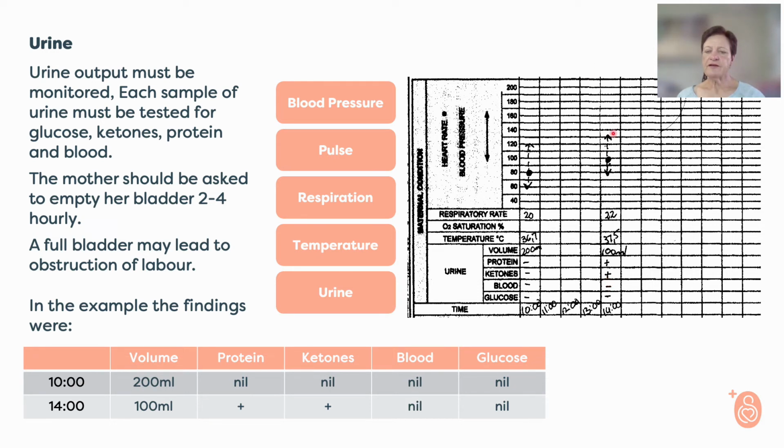And now it's very important again to look at the full picture. What's going on with labor? Is labor prolonged? What's the patient's blood pressure? We see that the blood pressure is fairly normal, so in which case we're not too worried about this protein in the urine.